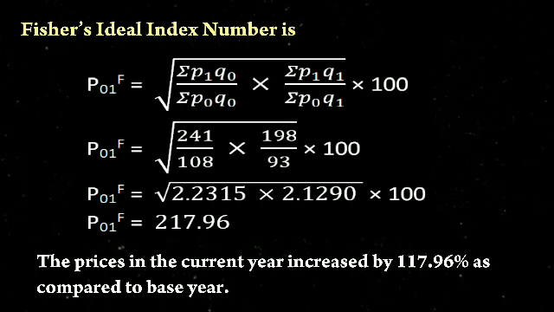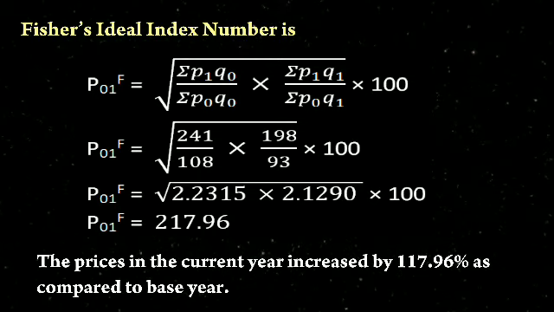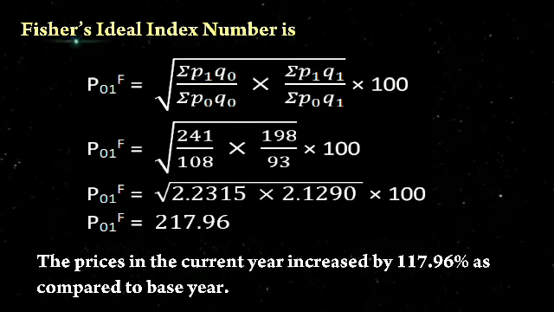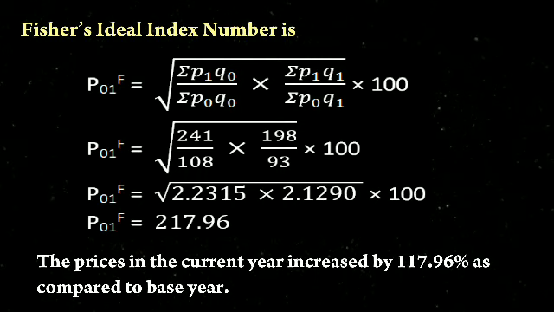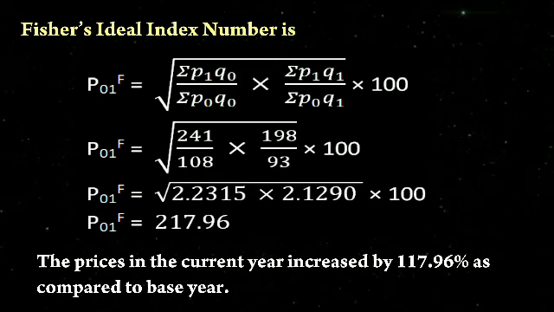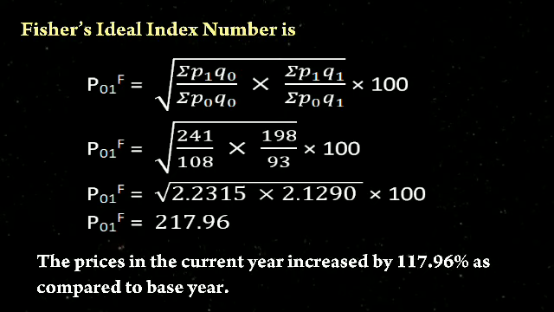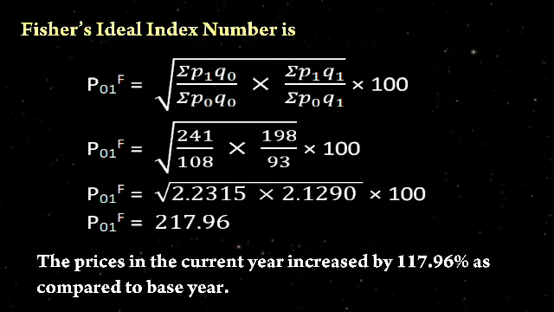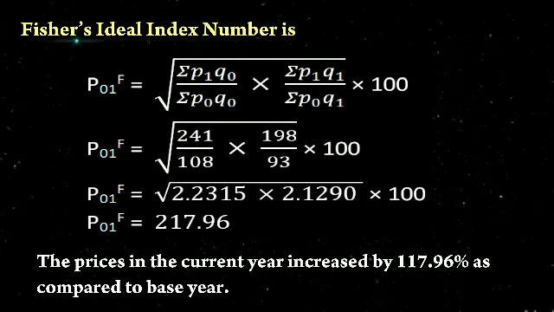After that, conclude about the data. The prices in the current year increased by 117.96% as compared to the base year. Again, if you deduct 100 from the 217.96, subtract 100, the obtained answer will be 117.96. Therefore, the prices in the current year increased by 117.96% as compared to the base year. Here also the answers are quite similar, 218, 217. They are almost the same, but they are not the exact values, they are the approximate indicators.